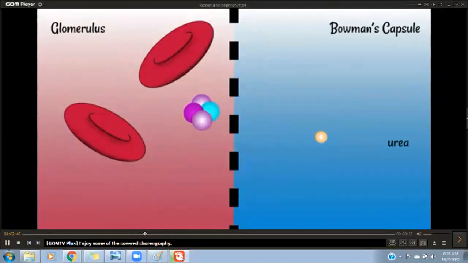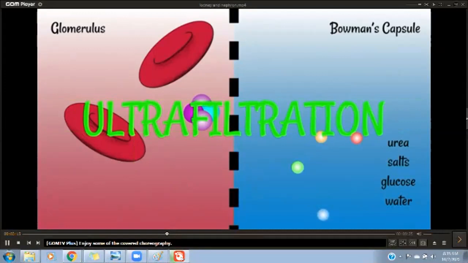Now you might be tempted to think that this is the job done. We've got rid of the toxic material that's gone into the Bowman's capsule. The rest of the blood can continue on as normal and re-enter circulation. Unfortunately, this isn't the end of the story. Because small things can fit through, other small materials, which are quite useful, will also fit through and enter the nephron into the Bowman's capsule. Things like salts, glucose, water, these things are all going to enter. Now, this part is known as ultrafiltration, the movement of materials from the glomerulus into the Bowman's capsule.